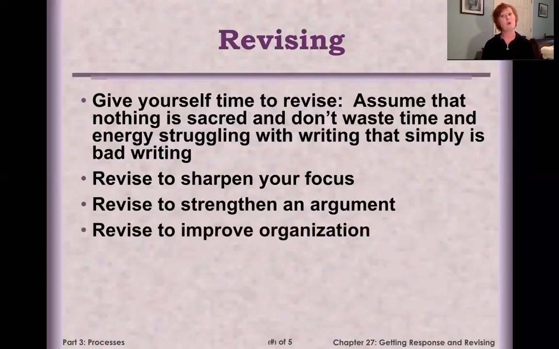Can you improve your organization? I remember looking at papers a couple of semesters ago and seeing things that were down in the refutation section that really could have been better served somewhere else. So now is the time to consider whether or not you need to move something around.